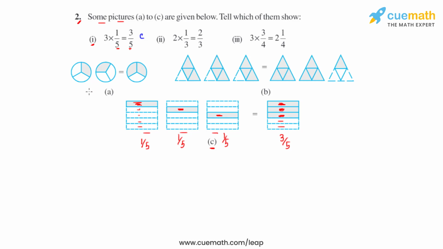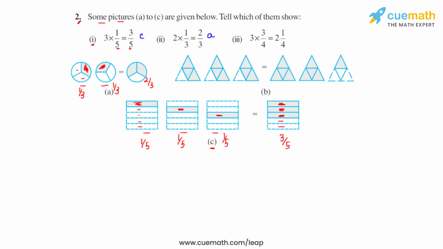So if we carefully observe option A, we have 2 circles. Each circle has got 3 parts, of which only one part is shaded. That means each circle represents 1/3. So if we put them together, we get 2 parts being shaded out of the 3 parts. So this is 2/3. So the answer for the second bit is option A.